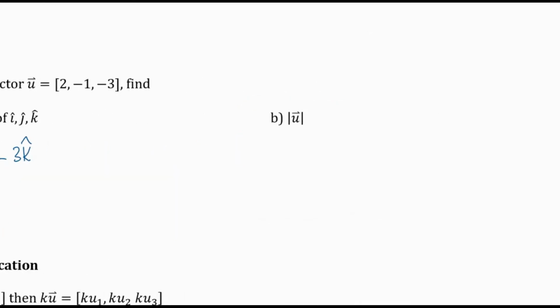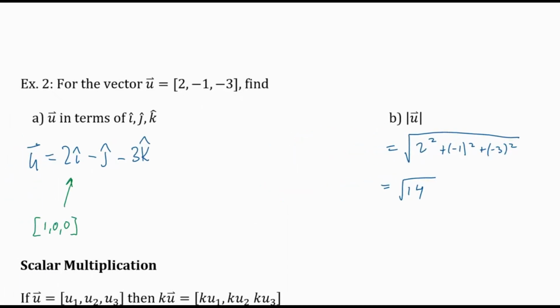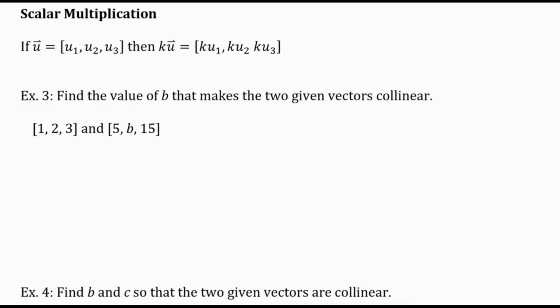Okay, and then the magnitude is going to be the square root of 2 squared plus negative 1 squared plus negative 3 squared. And that works out to the square root of 14. Scalar multiplication is exactly what you would expect it to be. You just multiply the constant k, or the scalar k, through by each of the components. So again, nothing strange or new happening here. I think it's fairly obvious that that's what it would be.